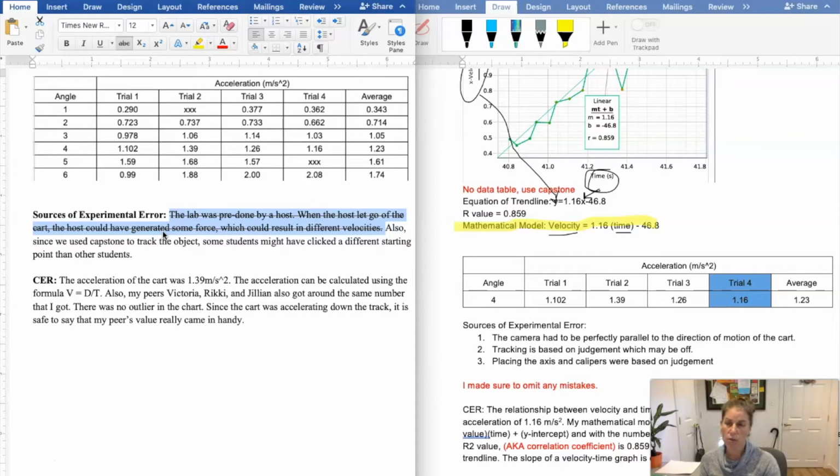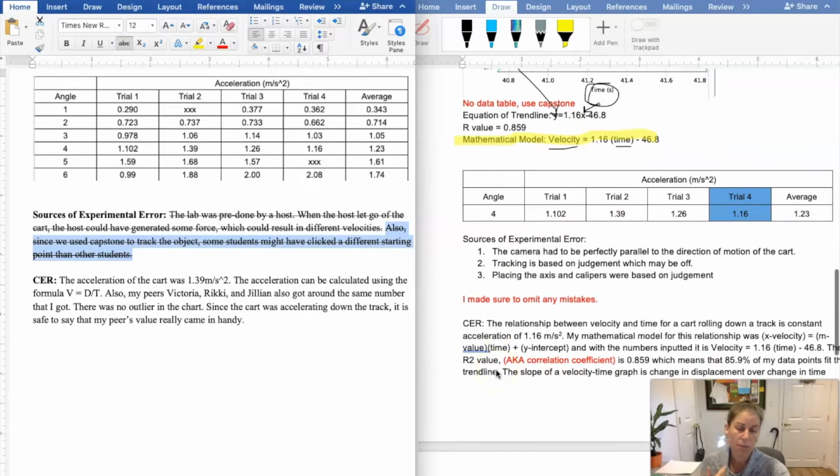Also, it says, since we used Capstone to track the object, some students might have clicked a different starting point than other students. Again, this is irrelevant. We don't care what other people did. I only care what you did when you were collecting the data. So there are two sources of experimental error here, but neither of them are relevant, okay?